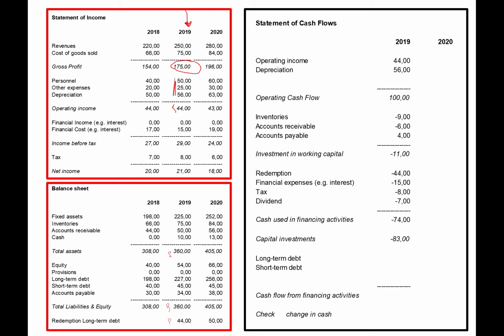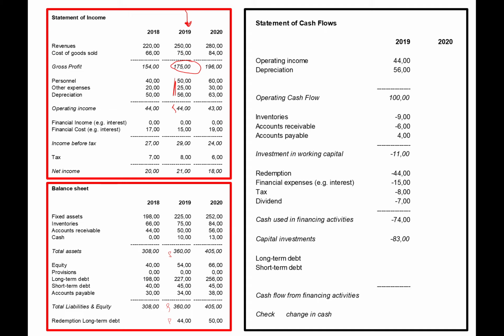Long-term debt, cash flow from financing activities. Did we go to the bank? Did we borrow an additional amount? The total long-term debt was 198 at the end of 2019, 227. So you say probably, then we borrowed 29. No, because you paid back 44 during the year.